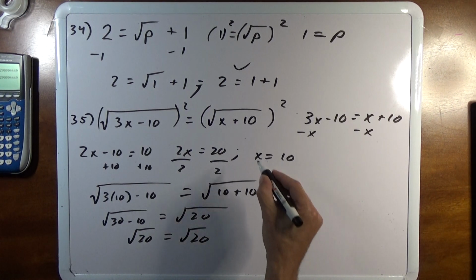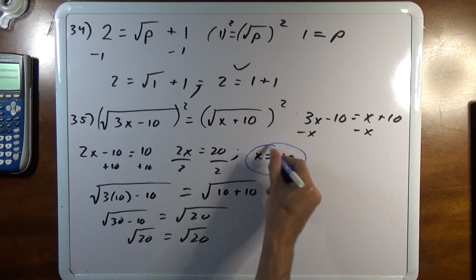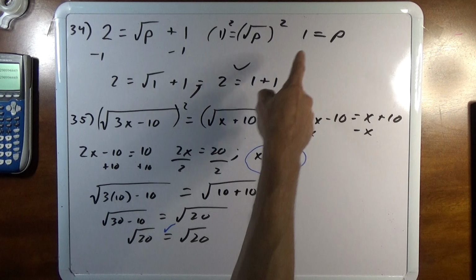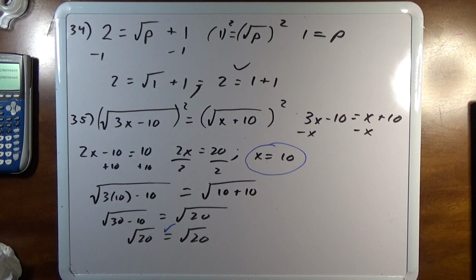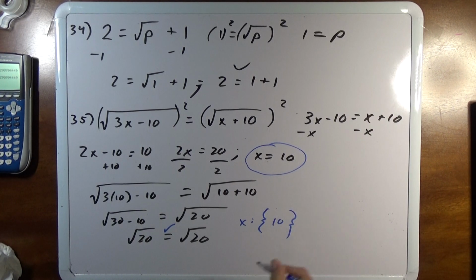So our solution is over here, 10. What we get when we put it back into the equation is the square root of 20. We're just making sure that those equal each other. So it should be x equals 10, one solution. Here we had x equals 1, one solution. And you probably should write them x colon 10. Okay.